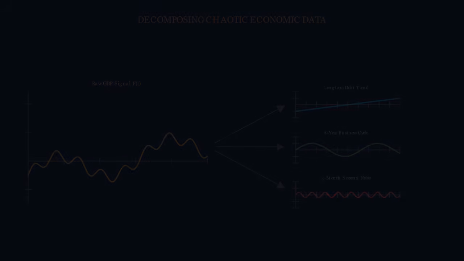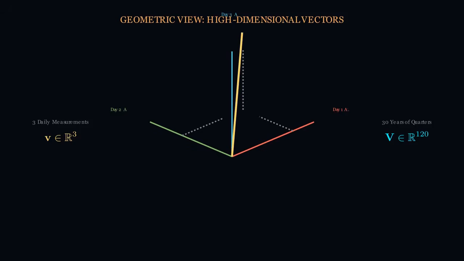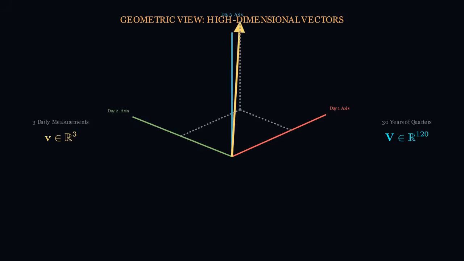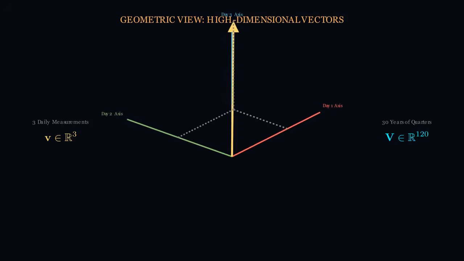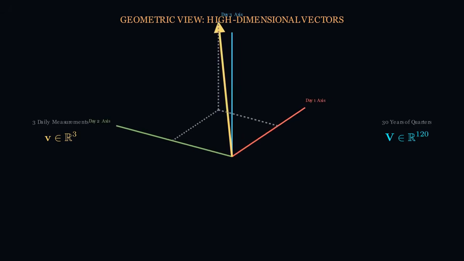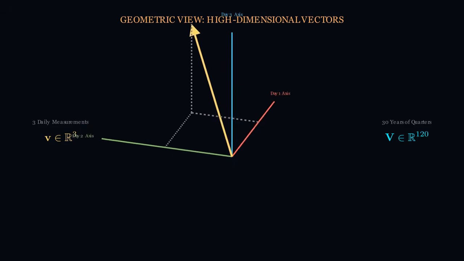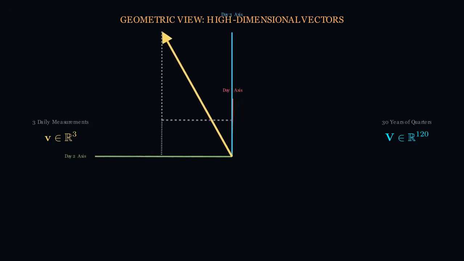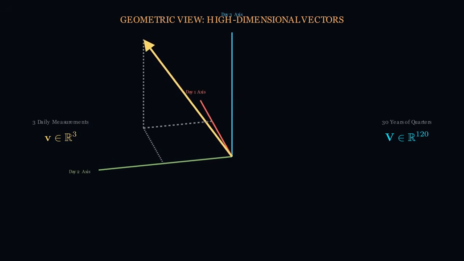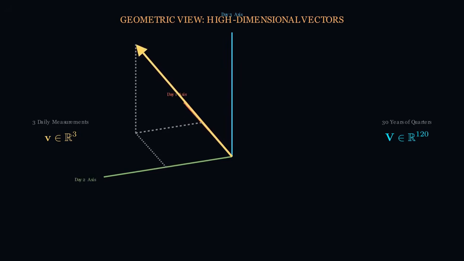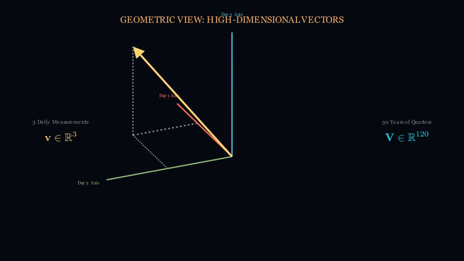Yet, using the geometry of sine wave orthogonality, we can separate them with absolute precision. We do not guess, we project. To understand how this separation works, we must first change how we view data. Instead of looking at a time series as a sequence of points on a flat page, we can treat the entire history as a single vector in a high-dimensional space.